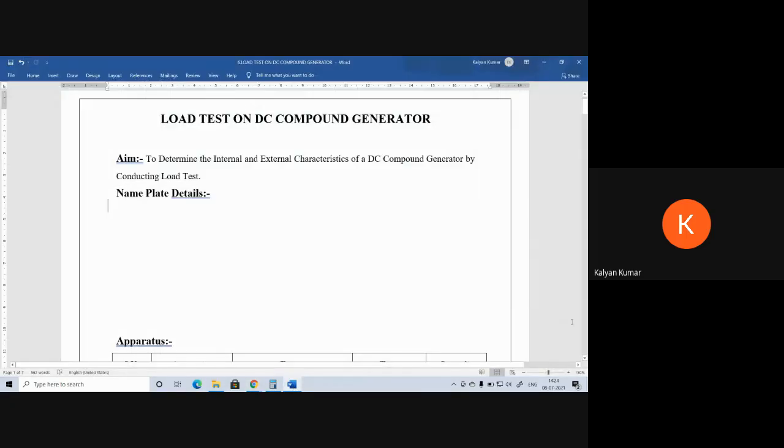Good morning, all. In today's session, I'm going to explain the load test on a DC compound generator. The purpose of conducting the load test on a DC compound generator is to plot the internal and external characteristics. The internal characteristics will be plotted between the armature current IA and the induced EMF EG under loaded conditions. The external characteristics will be plotted between the load current IL and the terminal voltage VT.